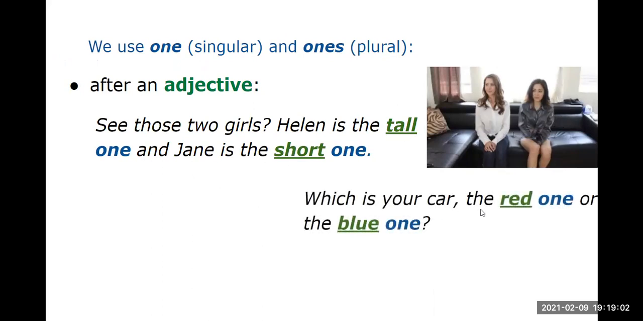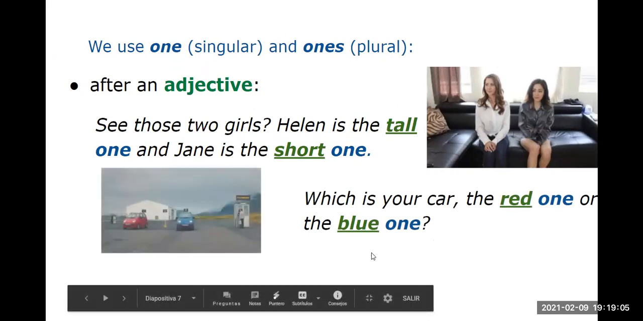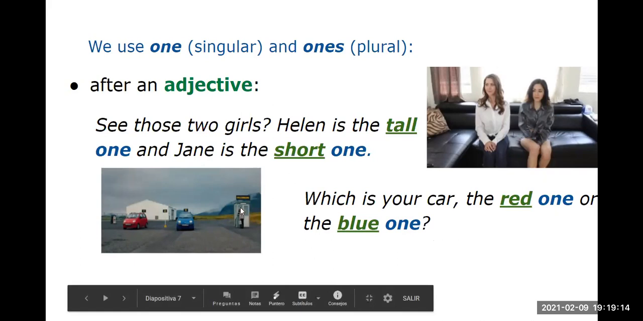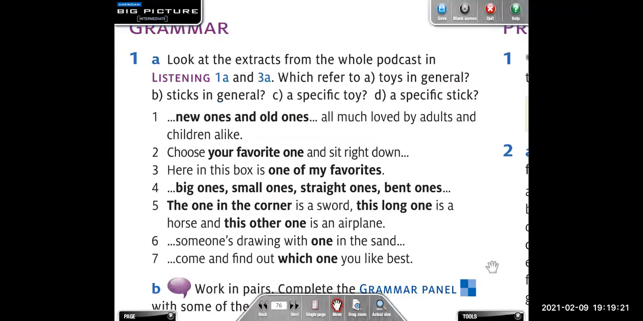Which is your car? The red one or the blue one? Okay, so we have an adjective, and after an adjective, we can use one or ones. Do you have any similar example with adjectives in the sentences? Big ones, small ones, stray ones, and bent ones, right? So here we have an example.